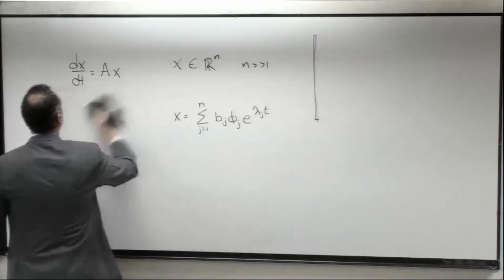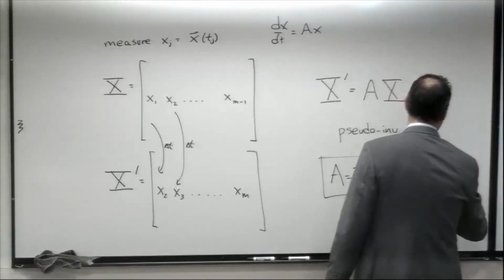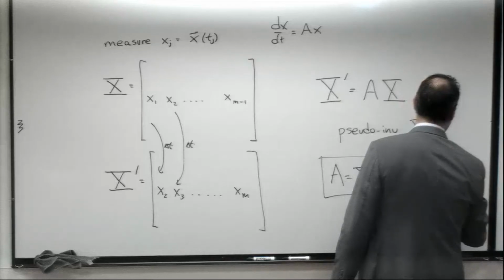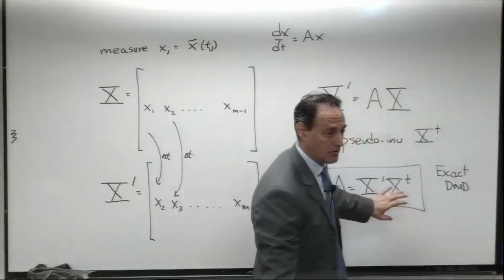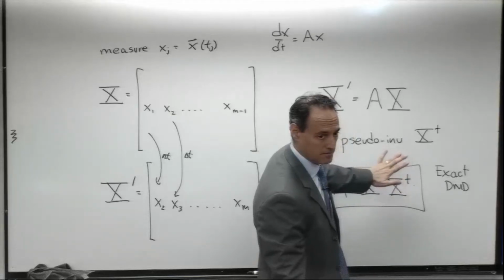That's what's called exact DMD. There are other ways to get a DMD approximation, but this is the easiest. So let me just label this exact DMD, and I'll go through the algorithm in a moment. But this is kind of the philosophy. Everybody good with that? Just a regression. Okay, yes?